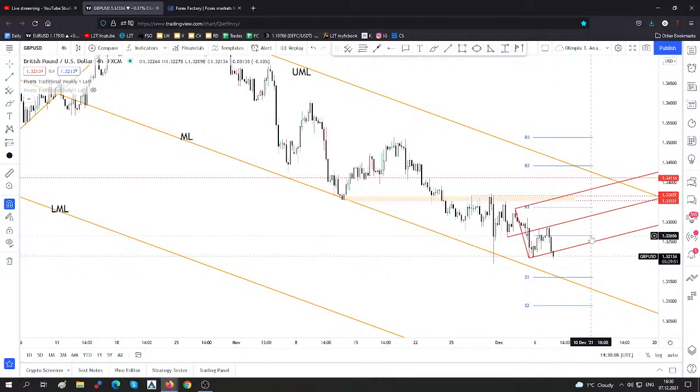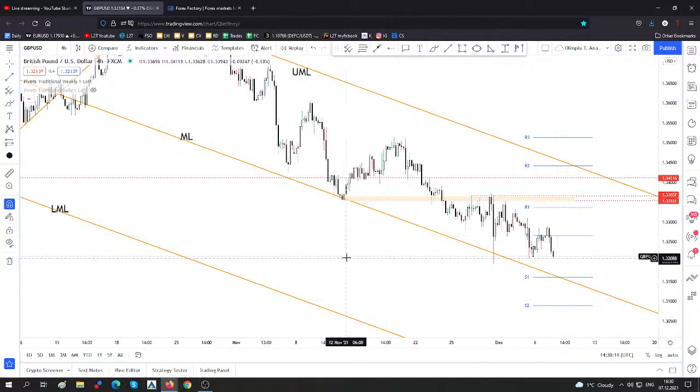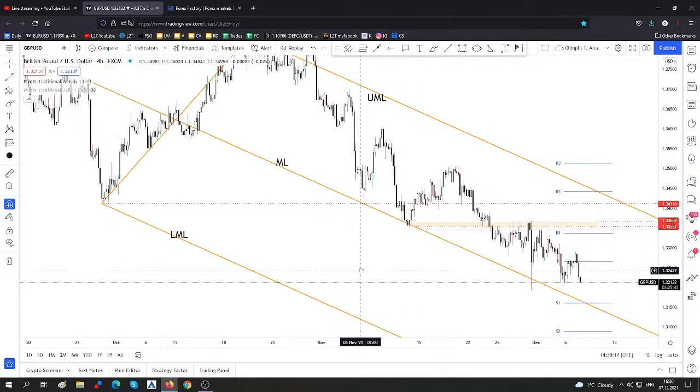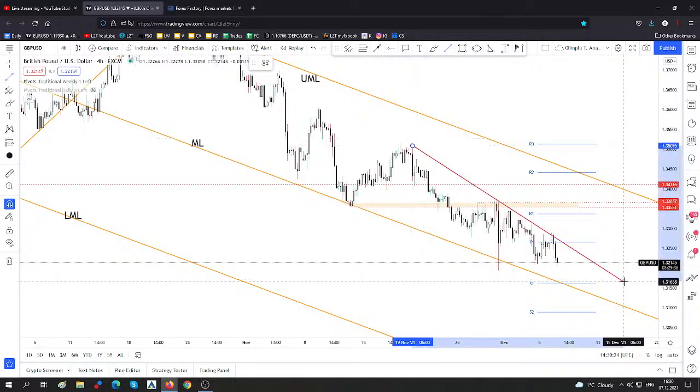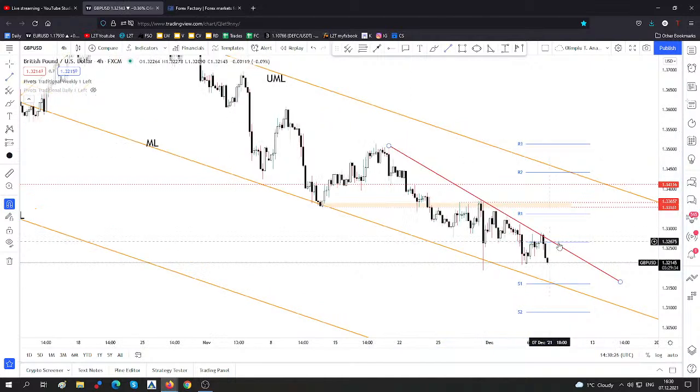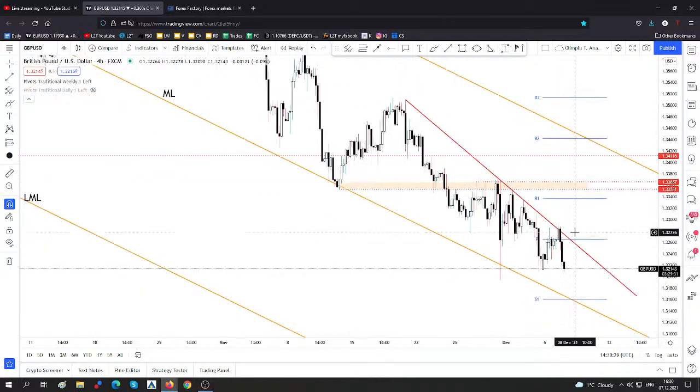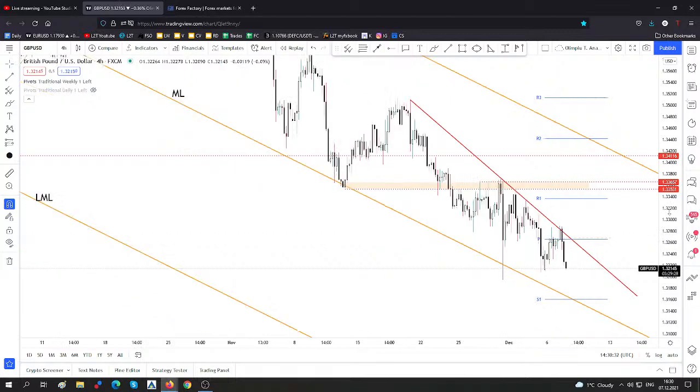Here is failure to stabilize above the weekly pivot point. 1.30 sell off right now, only because the dollar index rallied, and the bias is still bearish, guys. Here you can see that it has only retested this immediate downtrend line, false breakout, bearish engulfing, and right now a sell-off here.